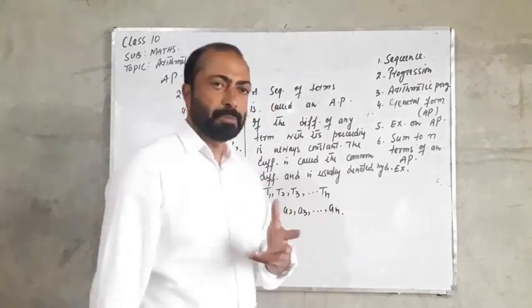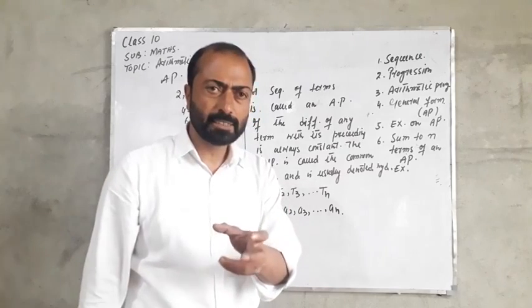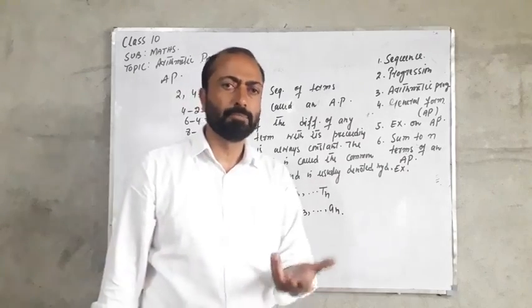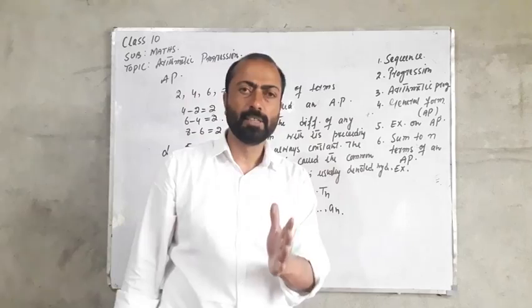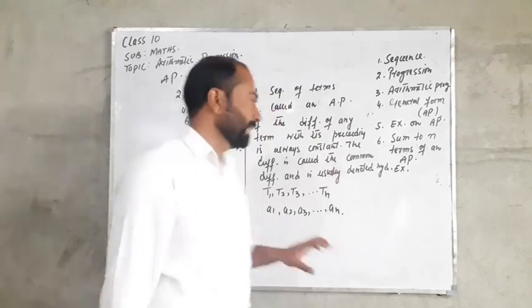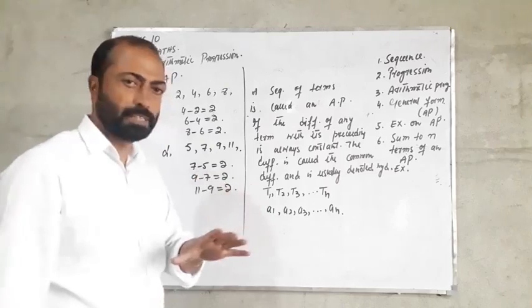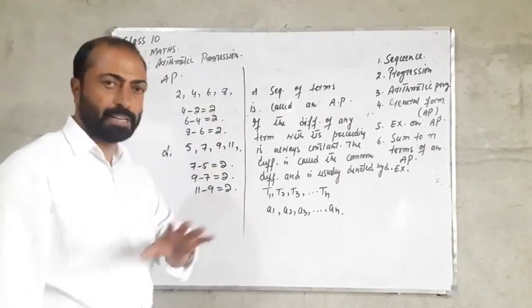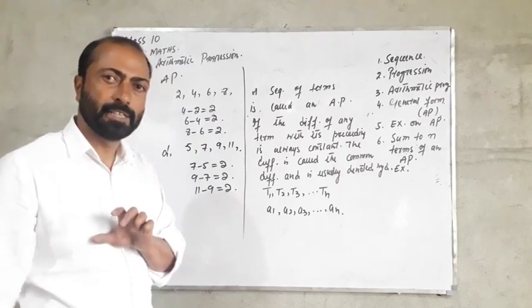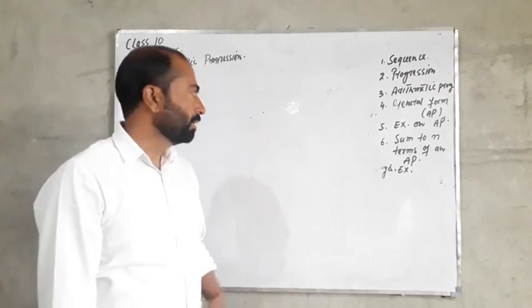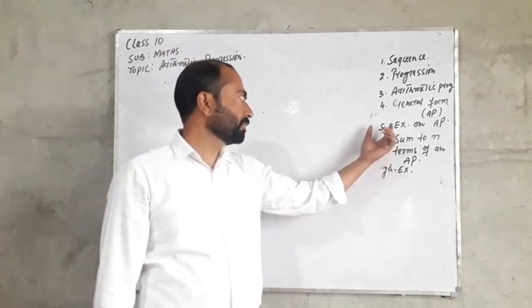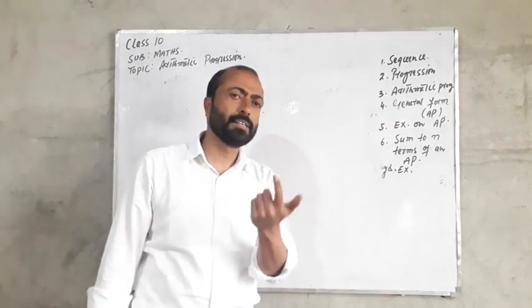So it is an arithmetic progression, simply a sequence in which the difference of any term with its previous term is always constant. That means this common difference, now we can call this the common difference, remains the same everywhere. So it is an arithmetic progression. Now next one is, how can we determine the general term of an AP?